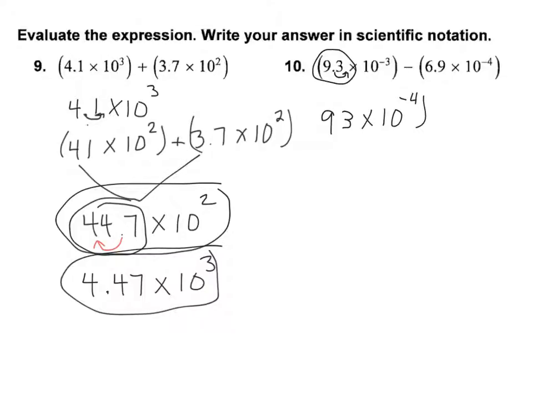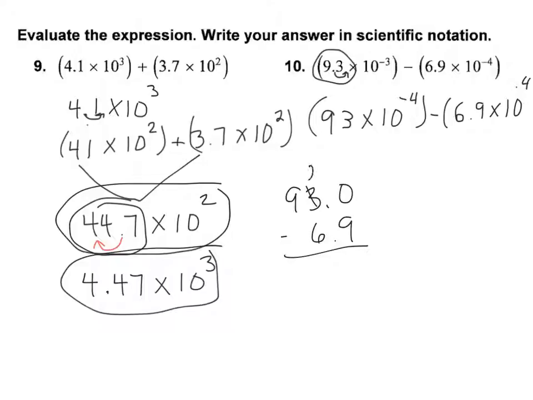I still am going to have my parentheses. It's still going to be subtraction. 6.9 times 10 to the -4th is still going to be there. So now that we have the same 10 to the -4th power on both sides, now we can look at our numbers. And we have 93 minus 6.9. And I'm just going to do that longhand here. 93.0 minus 6.9. I'm going to have to borrow.